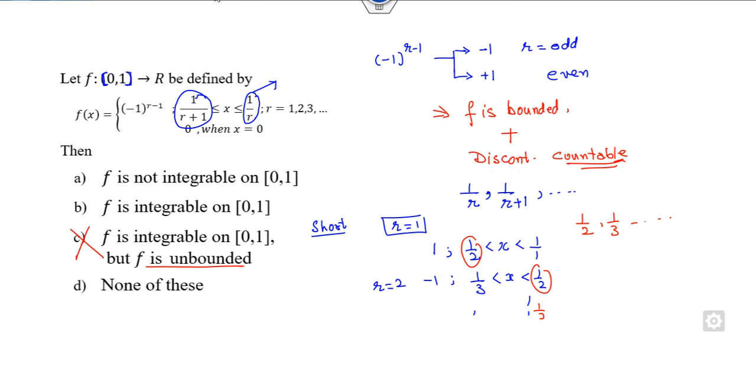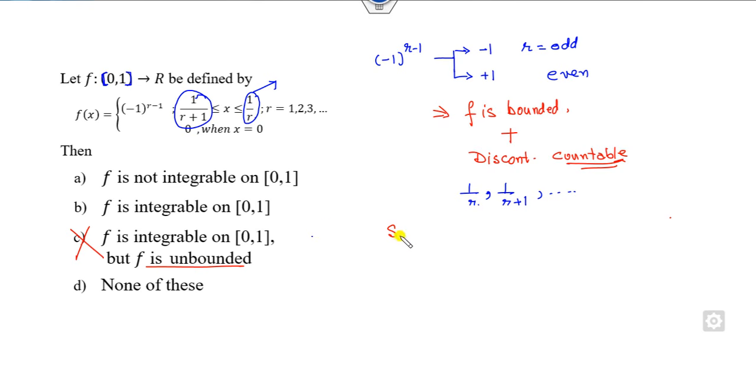So what does it mean? What is the set of the discontinuities? The set of discontinuities is nothing but 1 over r, where r is 1, 2 and so on. Also, you can see the function is discontinuous at 0 also, because 0 is there, but what about the positive side? The function is discontinuous at 1.